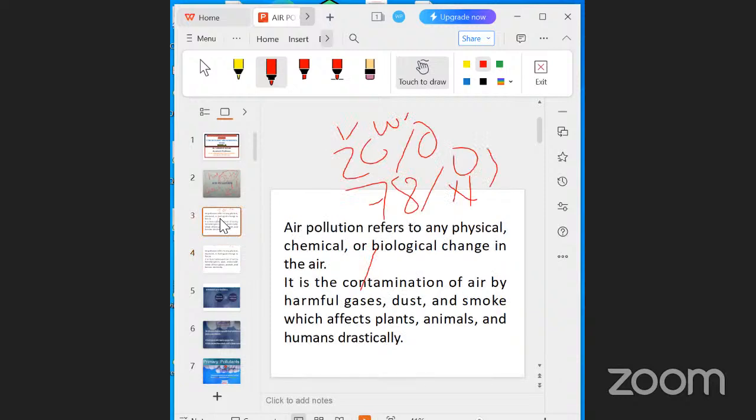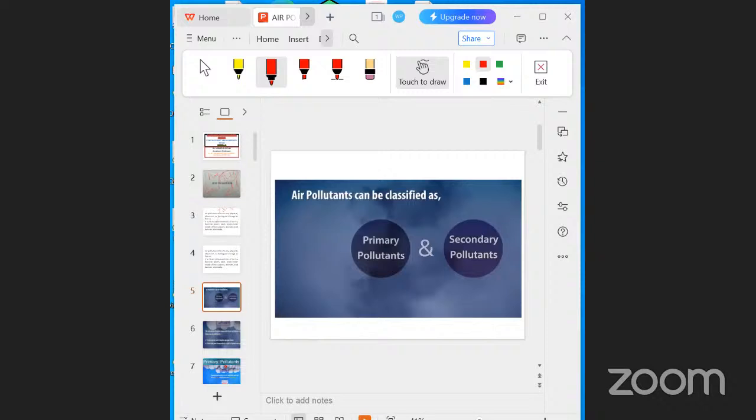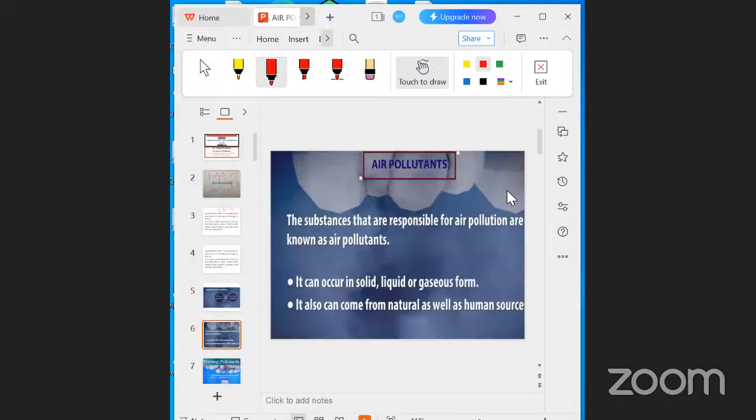They can occur as solids, liquids, or gases, and can come from natural as well as human sources, right? Now you see here, based on air pollutants, they can be classified into two categories: the first one is primary pollutants and the second one is secondary pollutants. First we are going to look at primary air pollutants.